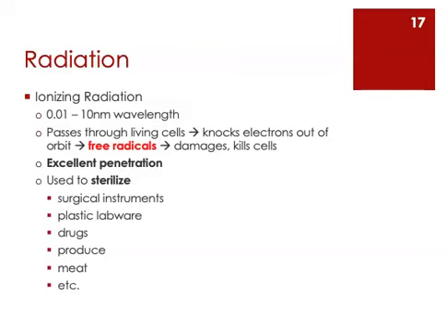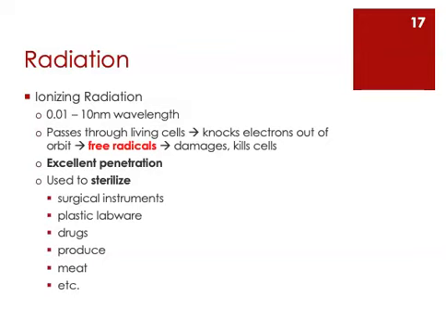In addition to ultraviolet radiation, it's also possible to use ionizing radiation in the control of microbial growth. Ionizing radiation is at the far end of the electromagnetic radiation scale. These are forms of radiation that have such a short wavelength that they are very, very energetic, very powerful, and capable of passing straight through living materials.